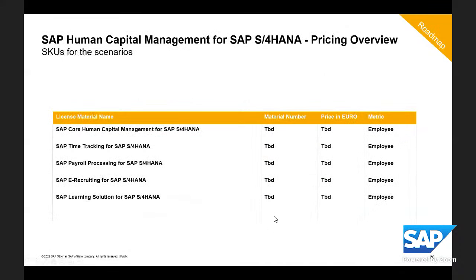So those are the 5 material codes which will be created and available in October once the S4HANA release is available. I cannot provide the prices as of now, and the material codes, they are then available in October. The only thing which is important, it's the employee metric for all the 5 scenarios.